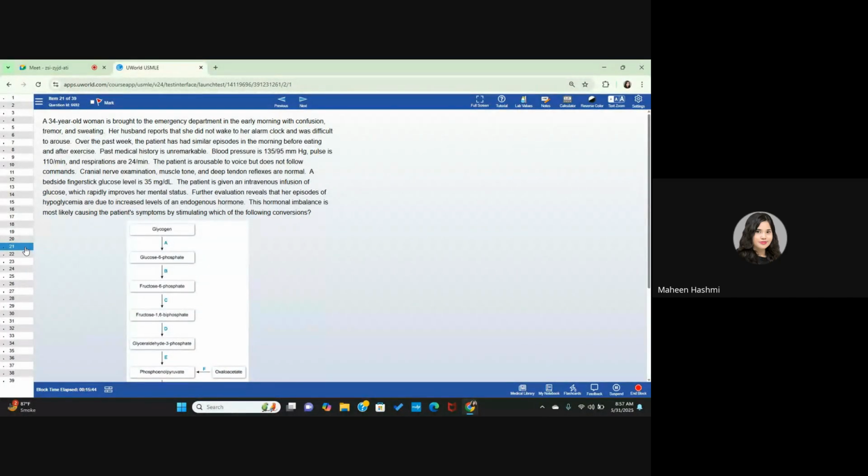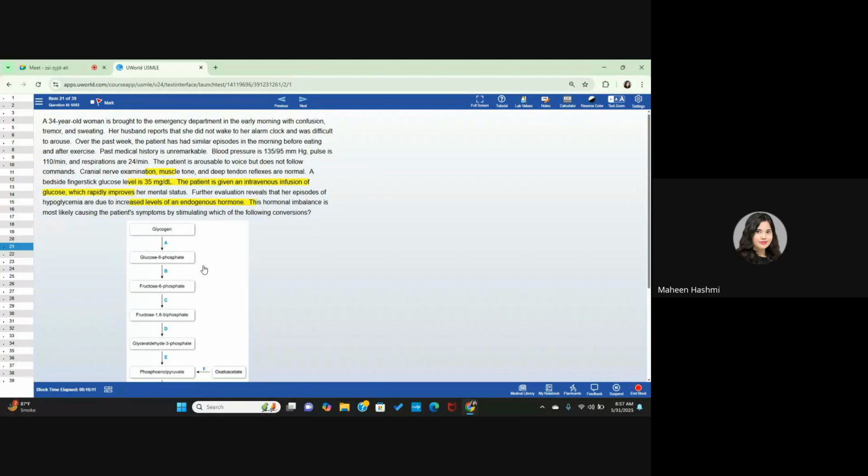Okay. Next question. Bedside finger stick glucose level is 35. Okay, very low. The patient is given an infusion of glucose, which rapidly improves their mental status. Episodes of hypoglycemia due to increased secretion of an endogenous hormone. The hormonal imbalance is most likely causing the patient's symptoms by which of the following conversions.